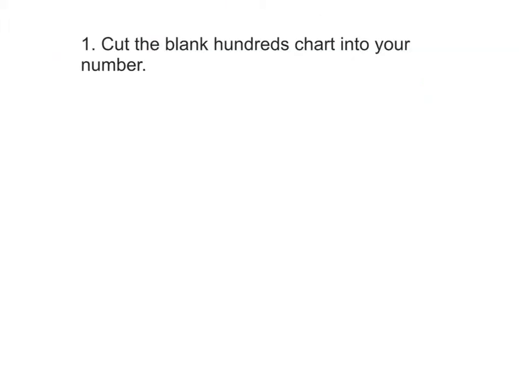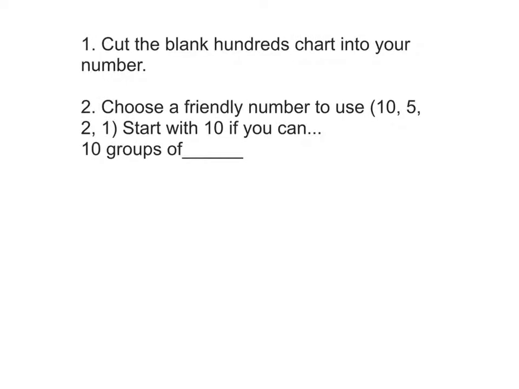So when you're doing your activity, remember your steps. Step 1, cut the blank hundreds chart into your number. Step 2, you're going to choose a friendly number to use. Remember, we're going to try and stick with 10, 5, 2, or 1. Start with 10 if you can. So you're going to want to try and take away 10 groups of whatever it is that you're dividing by. Step 3, cut away that number. So remember from our example, I did 10 groups of 4 and I cut away the 10 groups of 4. Also, don't forget to record the friendly number that you've used.